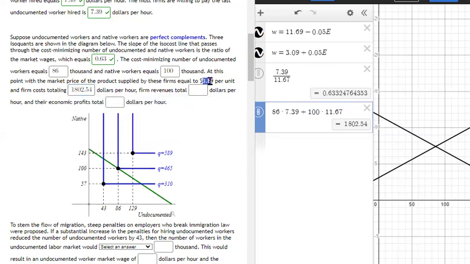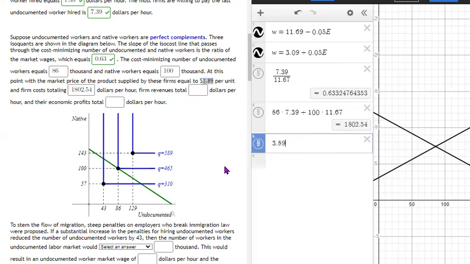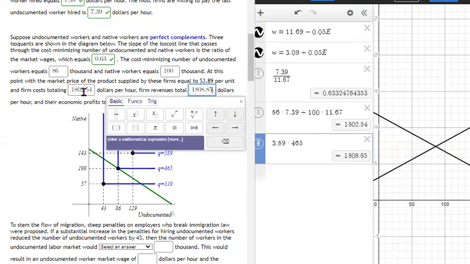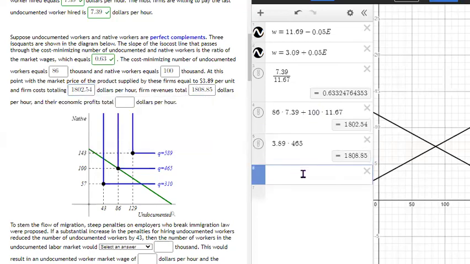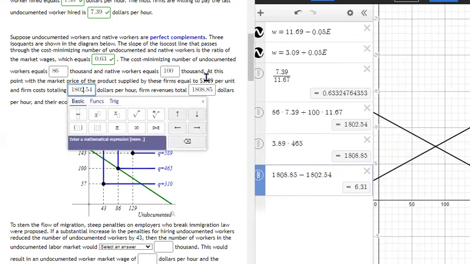Firm revenue would be what then? $389 per unit, and 465 units are being produced. So total revenue is just above our total cost, and our total revenue minus our total cost is $6.31 per hour, right?